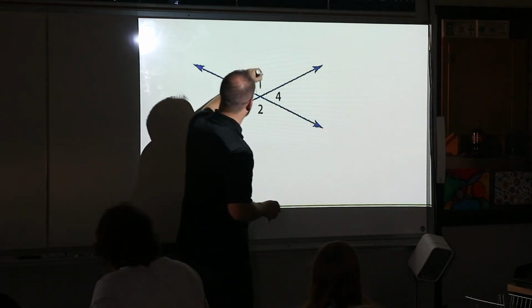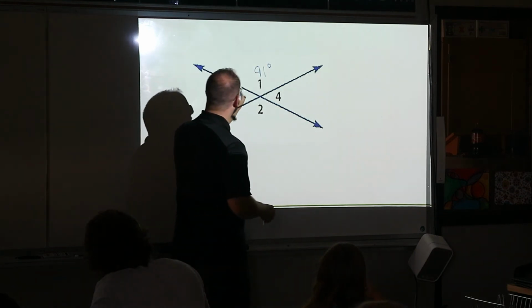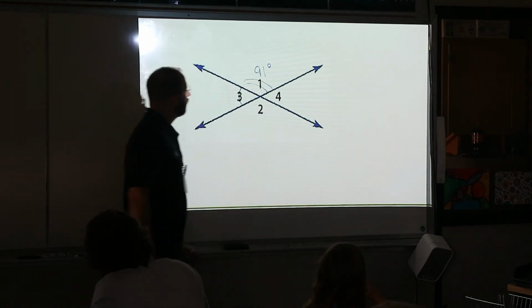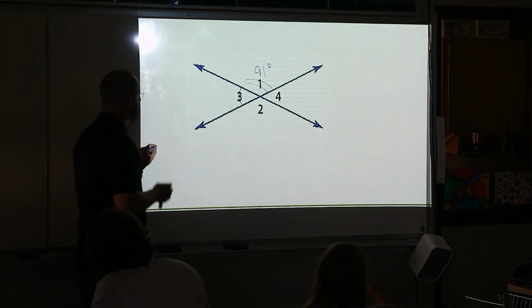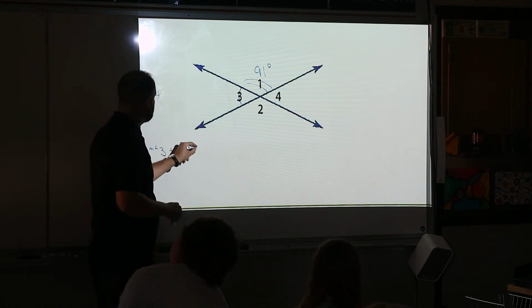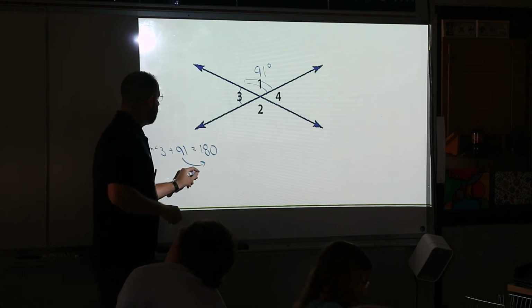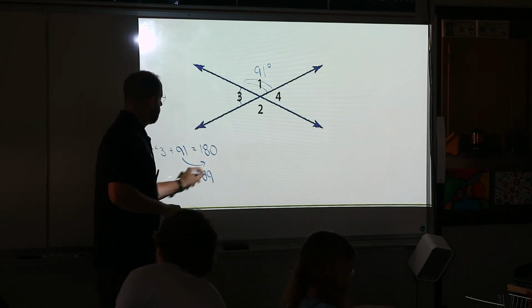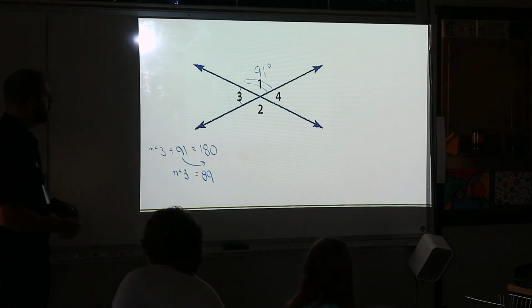Alright, 91's going here. To prove that 3 and 4 are the same number, what do these two angles add up to be? 180. That's a straight line, right? We said there are two straight lines crossing each other. So whatever the measure of angle 3 is, it's going to add with 91 to make 180. So I can subtract the 91 over, I get 89 degrees. Okay, that's angle 3. Angle 3 is 89.